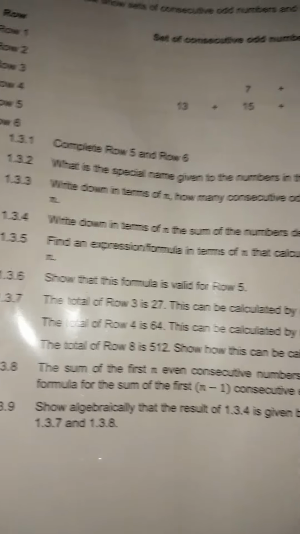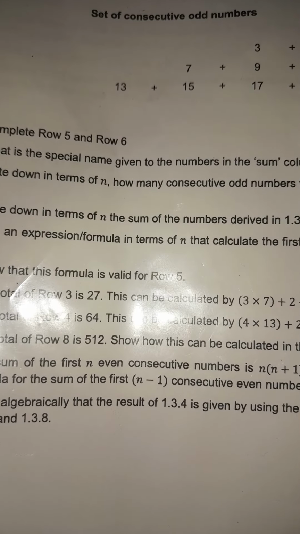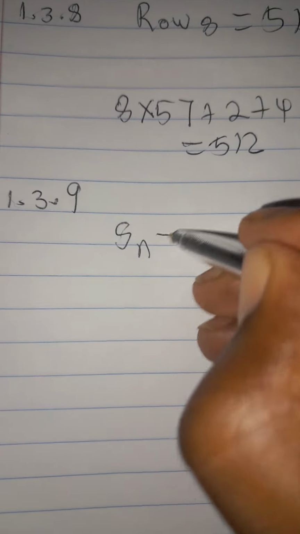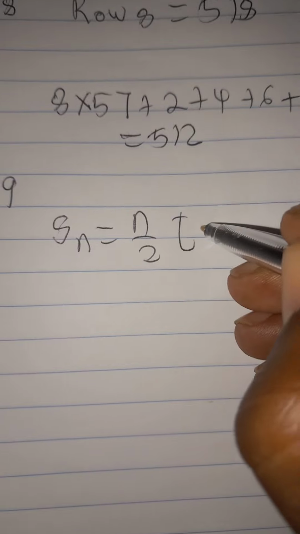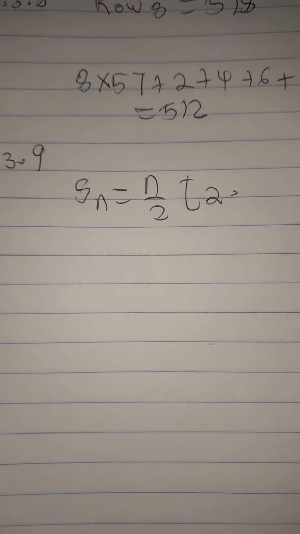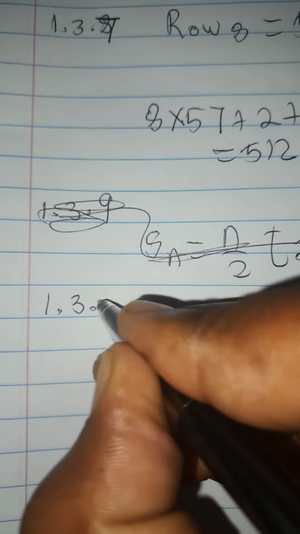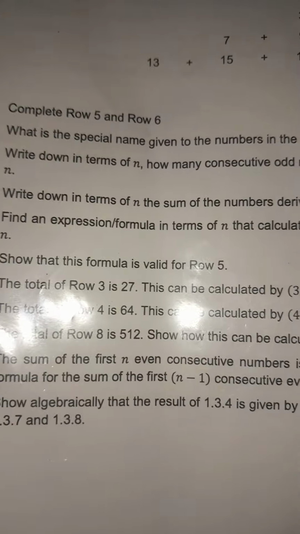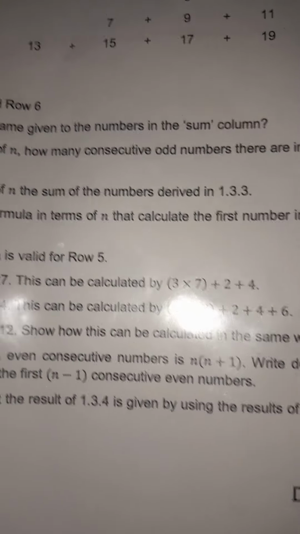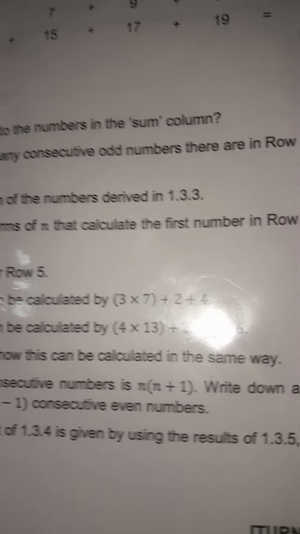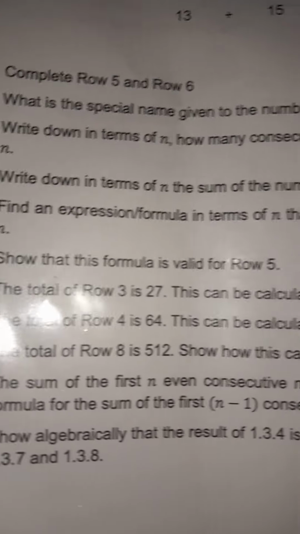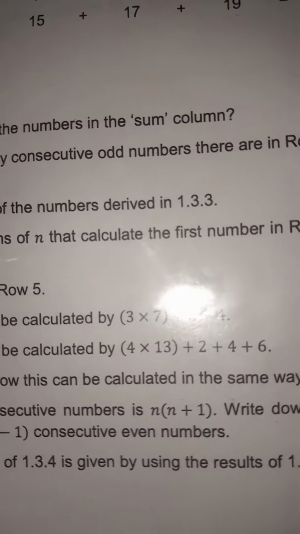At 1.3.9, they said show algebraically the results of 1.3.4. You may recall at 1.3.4 we had a sum formula n over 2, which is 2a. Oh, am I jumping? This was 1.3.7. Sorry for that, I definitely jumped. So we're supposed to go to 1.3.8. At 1.3.8, we have the sum of the first n consecutive numbers is given as n plus 1. Write down a formula for the first n minus 1 consecutive even numbers.